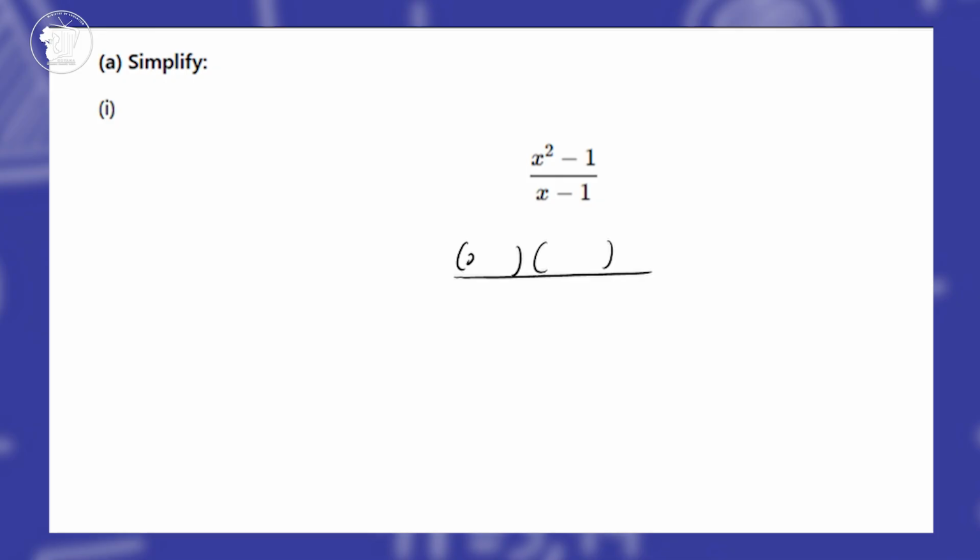Here we have x. What can we multiply by itself to get x squared? We put x, so we put x here as well. What can we multiply by itself to get 1? We know 1 by 1 will give you that. So in one bracket we'll add, and in the other bracket we'll subtract. Then at the bottom we have x minus 1, which is the same thing here. So now we have x plus 1 multiplied by x minus 1.